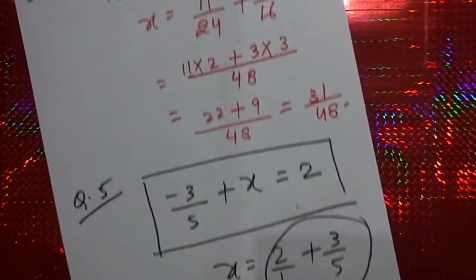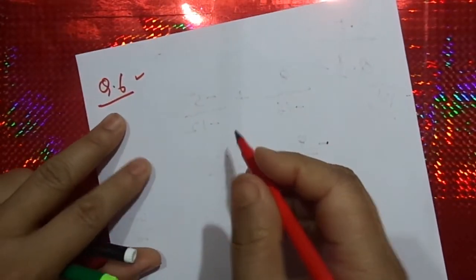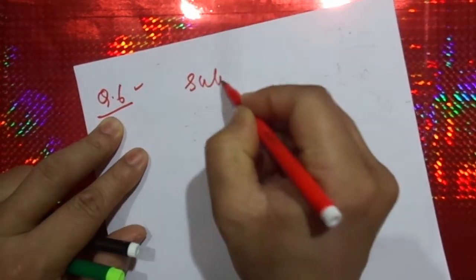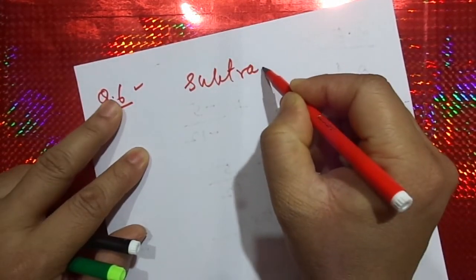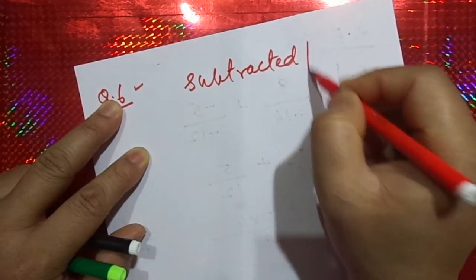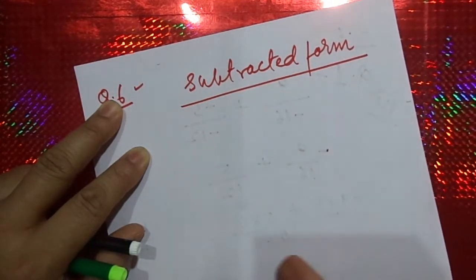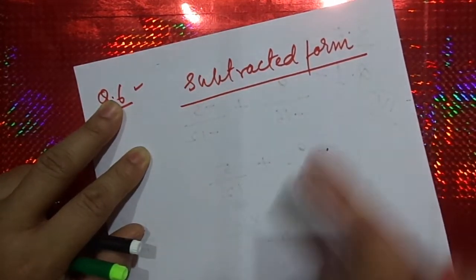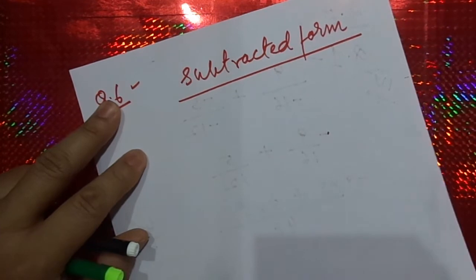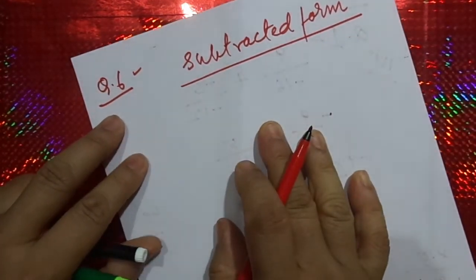So let's start with question number 6. Here we have a little twist in question number 6. The same addition form has been changed to subtracted form. Later on they will change to multiplication, and again they will change to division. This is what mathematics is based on. They'll keep on trying new things every time with the children.